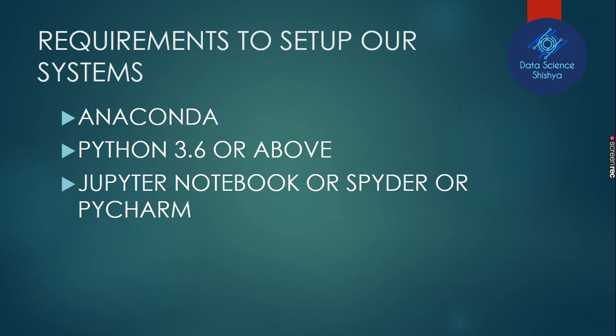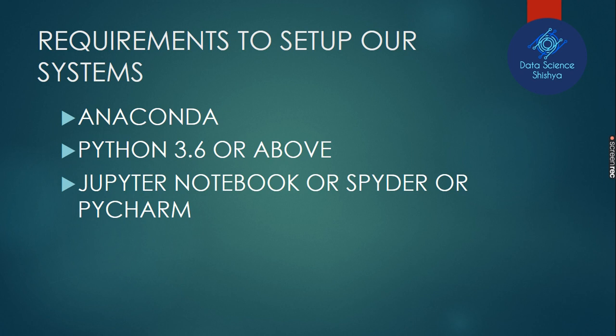and requirements to set up our systems. Okay, for us to jump into data science and play with it, we need some necessary configurations which need to be installed or set up in our systems. First one and the most important one is Anaconda. Why we should install Anaconda is because Anaconda is a data science platform tool which has some inbuilt libraries for us to do data science projects.